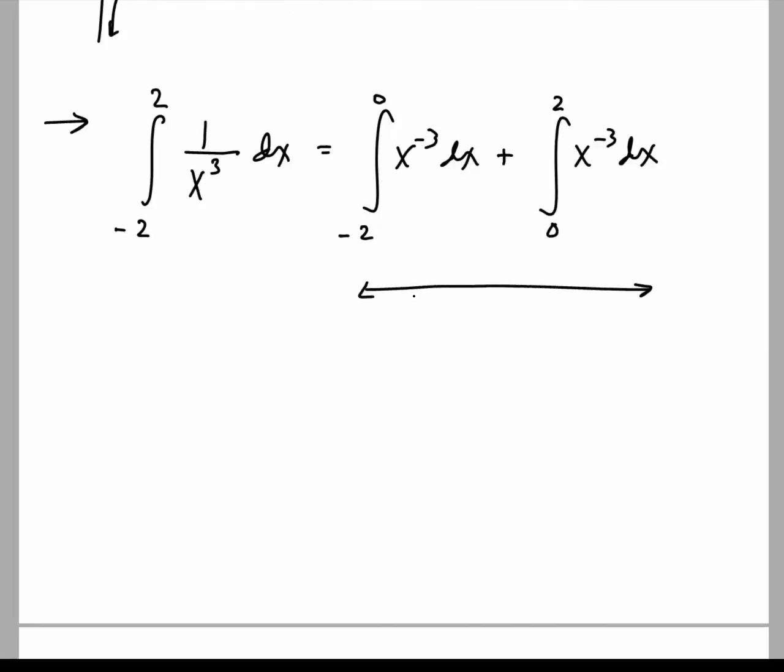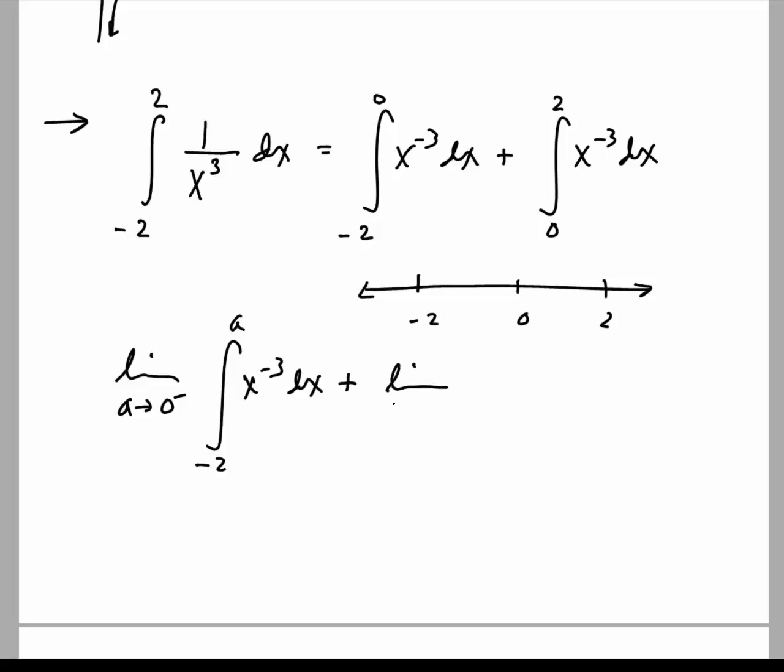Now, let's think about our number line from negative 2 to positive 2, zero in between. So this is my first, negative 2 to 0, is right here. If you notice, I'm approaching 0 from the left, so we need to keep that in mind. Approaching 0 from the left. So another way to rewrite this would be the limit as a, I'll show you what a is in a moment, as a approaches 0 from the left of the integral from negative 2 to a, so I'm replacing this 0 with this limit notation, x to the negative 3 dx, plus the limit as, let's say, b, because we don't want to use a again.